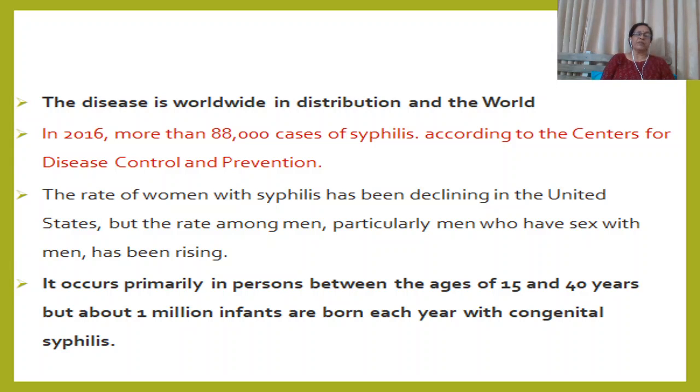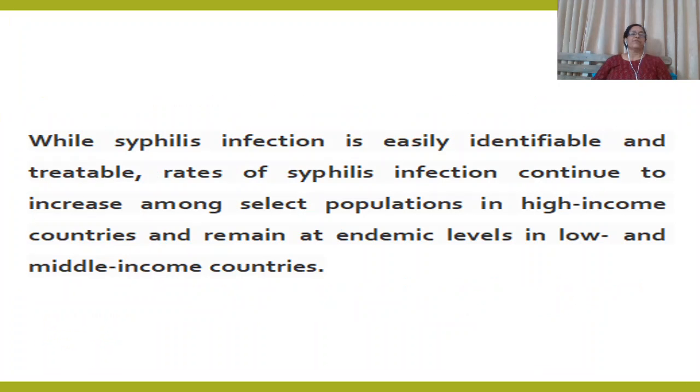It occurs primarily in persons between the ages of 15 and 40 years, but about 1 million infants are born each year with congenital syphilis. So this is quite a serious problem, that is transmission from pregnant women suffering from syphilis to their fetus. While syphilis infection is easily identifiable and treatable, rates of syphilis infection continue to increase among the populations in high-income countries, and it remains at endemic levels.